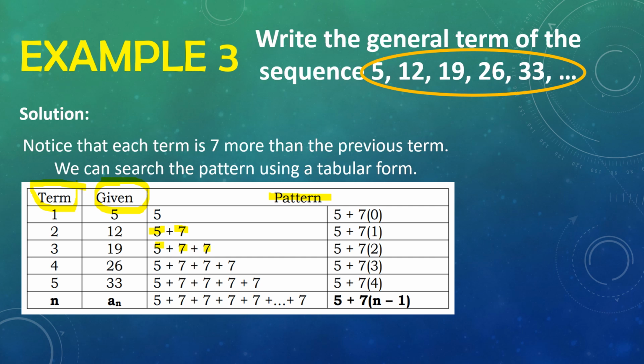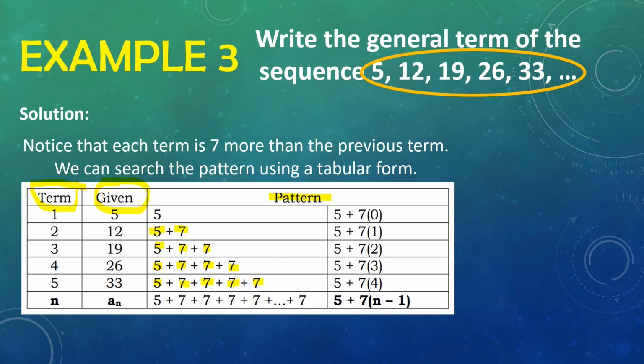Our fourth term is 26. To get 26, from the first term 5, you added 7 to get the next term. You added another 7 to get the next term. And to get the fourth term, you added another 7. Our fifth term is 33. So from the first term 5, you added 7 to get the second term. You added 7 to get the third term. You added 7 to get the fourth term. And we are going to add 7 to get the fifth term.